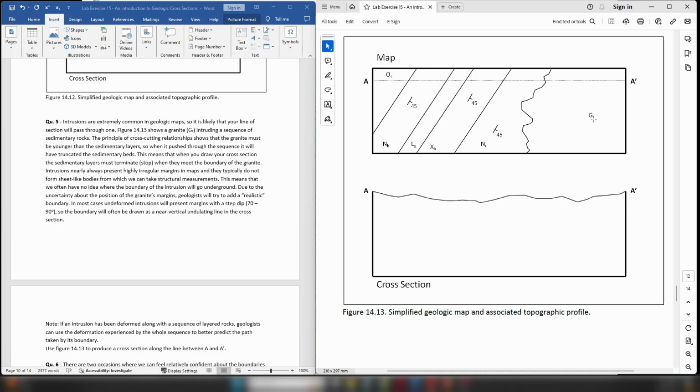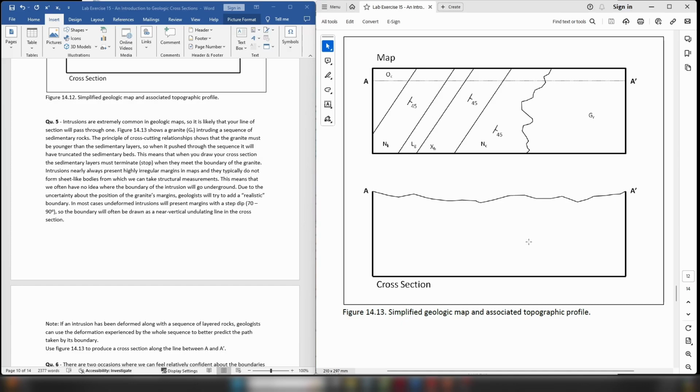Now, the most important thing to remember is that when a granite intrudes a sequence of sedimentary rocks, the area that is intruded by the granite essentially has its sedimentary layering destroyed. So this means that any of these boundaries that you are projecting underground towards the granite, if the boundary hits the granite, it must terminate against the granite. It must stop there. So remember the principle of cross-cutting relationships.